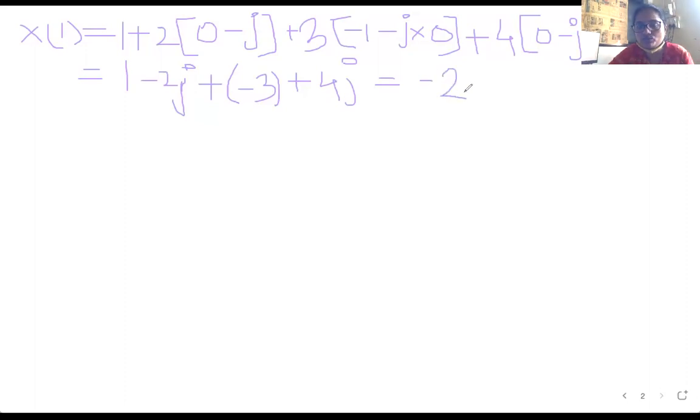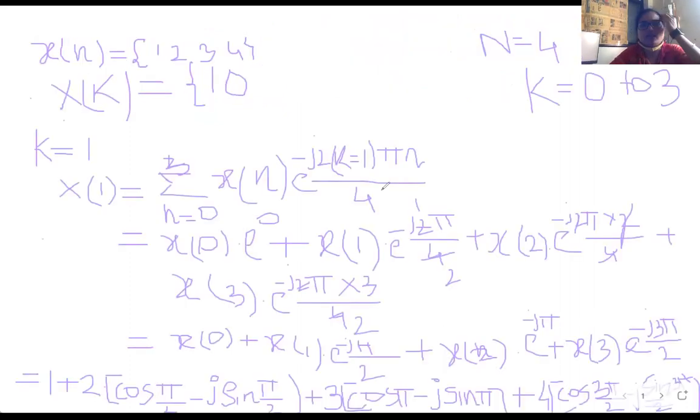This is minus 2, and this is minus 2j plus 4j, so this is going to be plus 2j. Right? So the next value which we have calculated is minus 2 plus 2j. I will write here: the first value I have calculated is 10, and the next value that I have obtained is minus 2 plus 2j. So this is going to be there.